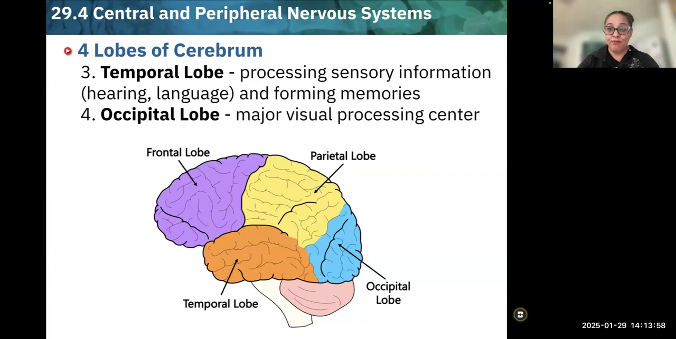The third one is called the temporal lobe. Those are found at your temples. That's what they're named after. They process sensory information in the hearing and language department. They also have a memory center. And the occipital lobe, which is in the back of your head, that is your major visual processing center. So if you fell and you hit the back of your head really hard, there's a chance your vision would be compromised, because that's the part of the brain that controls vision.